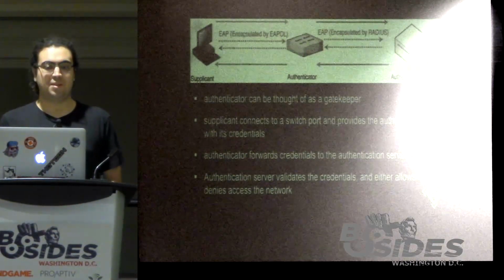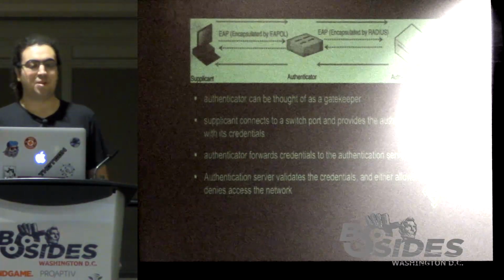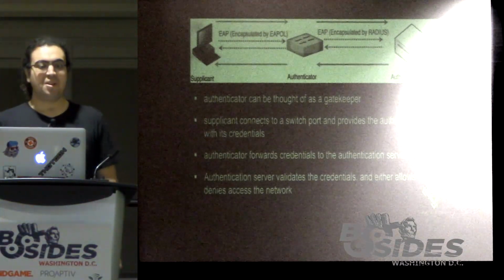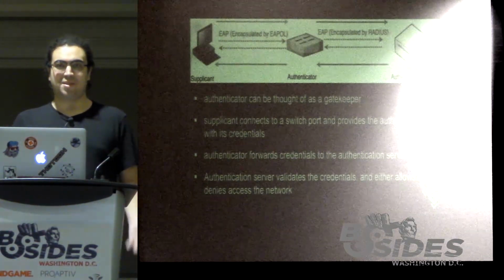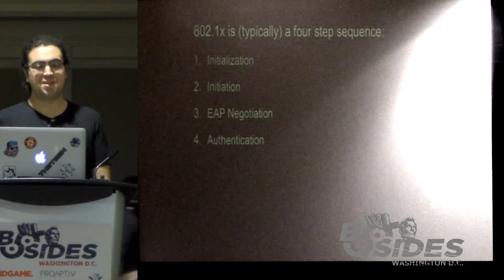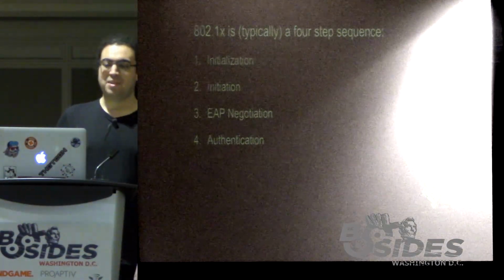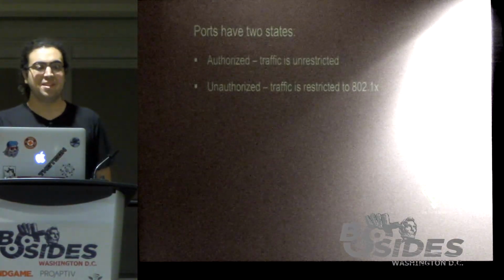The supplicant will connect to it via a switch port and provide it with its credentials, and then the authenticator is going to forward its credentials to the authentication server, at which point the authentication server is going to validate those credentials and either allow the device to access the network or not. 802.1x is typically a four-step sequence, beginning with initialization, going to initiation, EAP negotiation, and finally authentication.